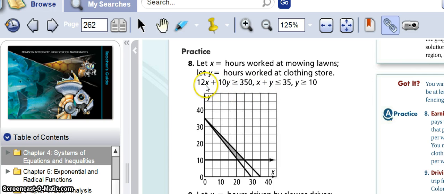That my $12 an hour mowing, my $10 an hour clothing store needs to make me more than or equal to $350. And then my time spent mowing and my time spent at the clothing store has to be less than or equal to 35. And that my time spent at the clothing store has to be greater than or equal to 10 hours. So it's all about setting up all three of the equations and making sure that we know how to graph them and where we're shading for both of them.